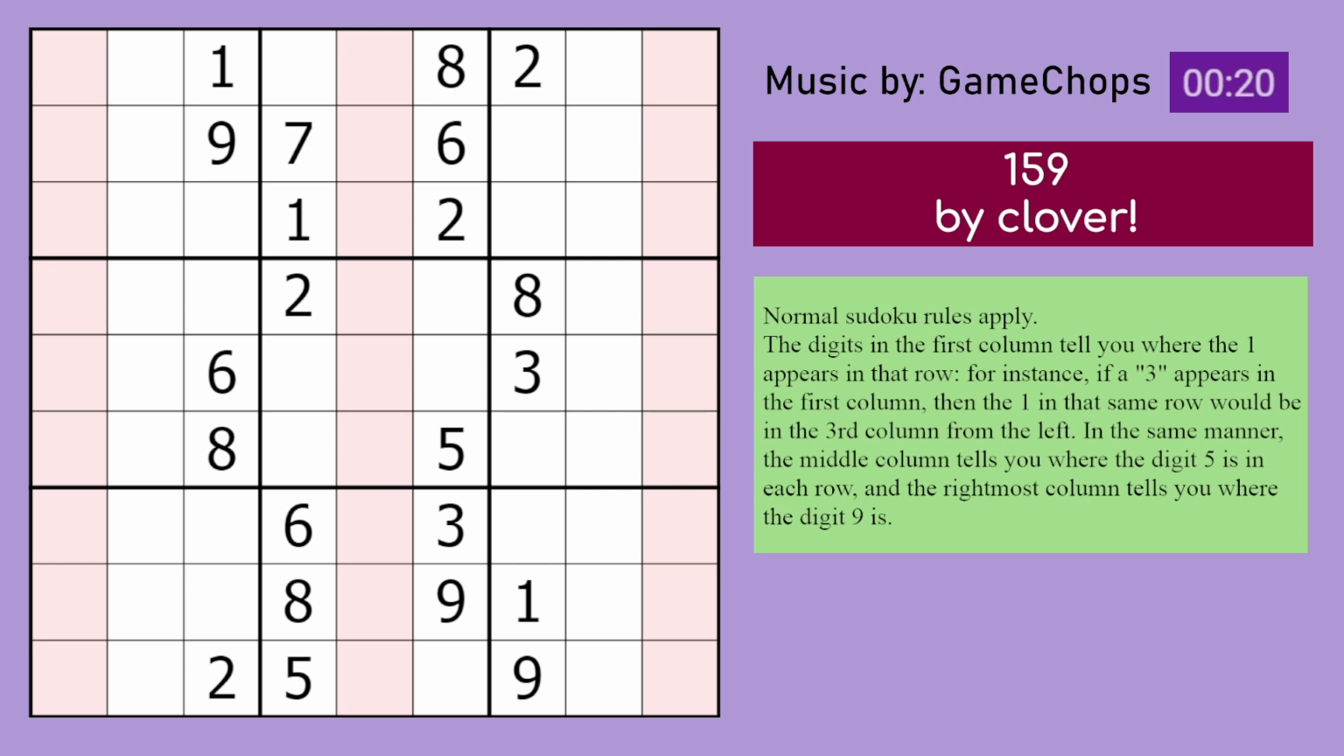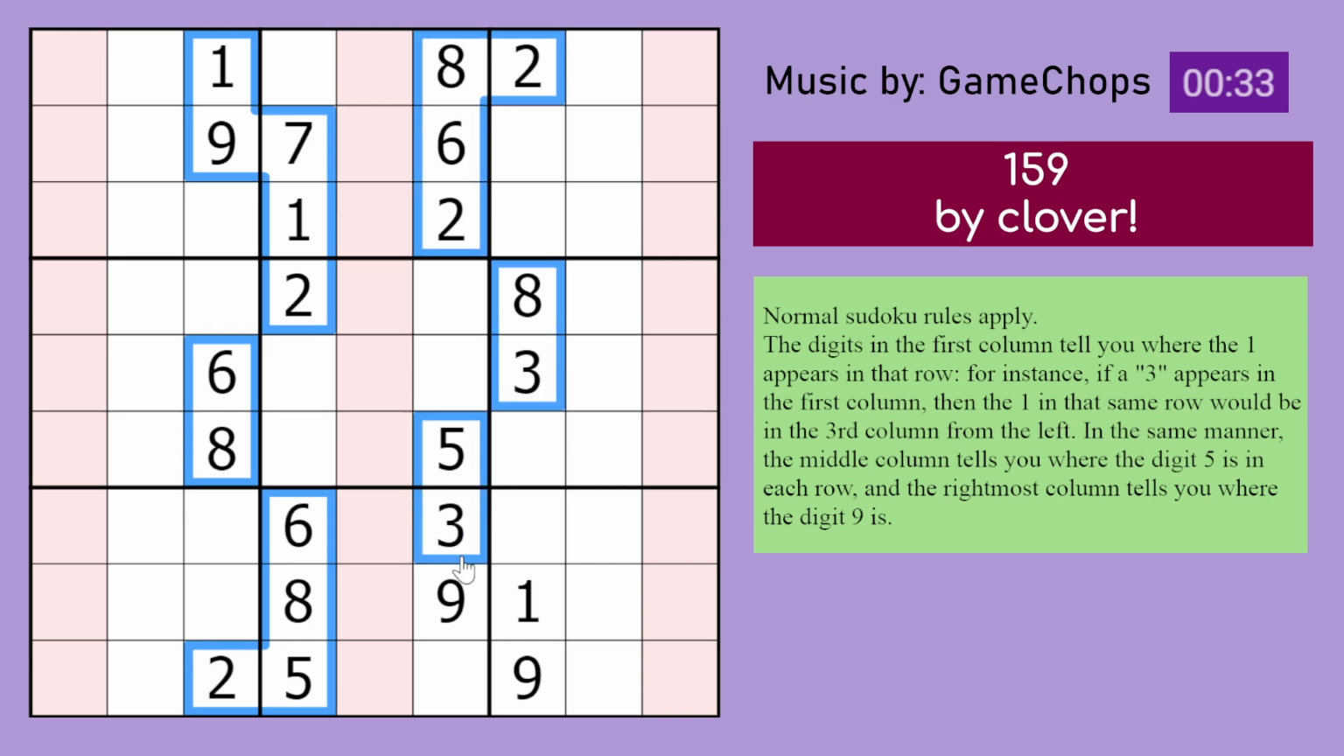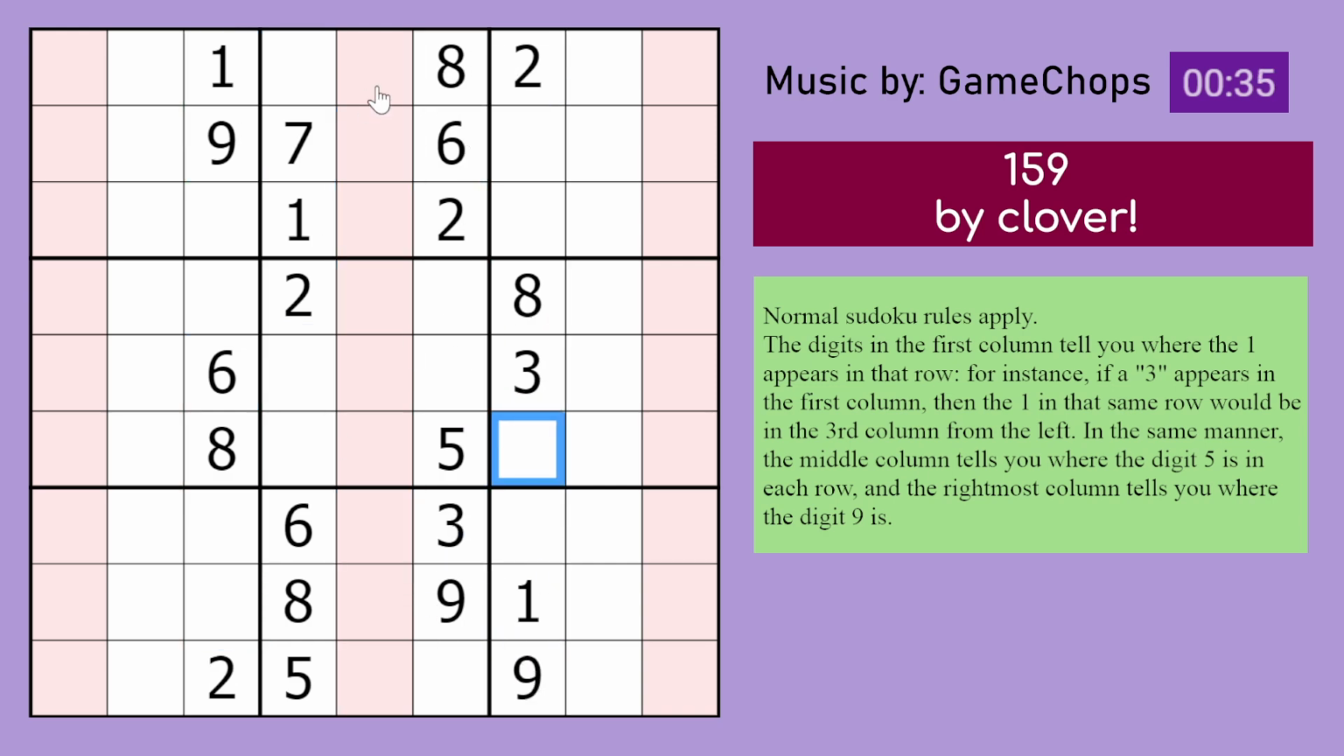It is 159 by Clover, featuring a pretty interesting rule set regarding these columns here. Oh, I like that. I don't know if this is intended, but I think the pattern of these digits here looks like DNA. I don't know if that's what it's meant to be, but alright. Normal Sudoku rules apply: the digits 1 to 9 in every row, every column, and every 3x3 box.